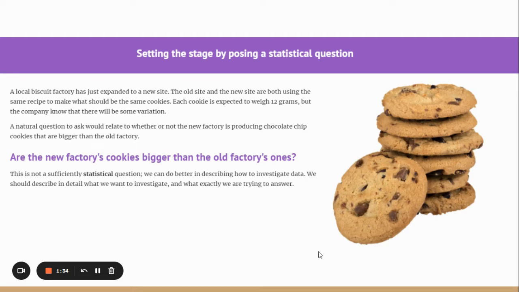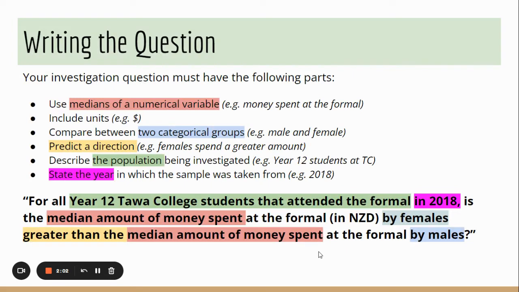So a biscuit factory has expanded to a new site. The old site and the new site are both using the same recipe to make what should be the same cookies. Each cookie is expected to weigh 12 grams, and the company knows that there will be some variation. The question you want to ask is, is the new factory producing chocolate cookies that are bigger or heavier than the old factory? So that's what we're looking at, and we're not going to actually eat all the cookies or weigh every single cookie. We're going to take a sample of them.